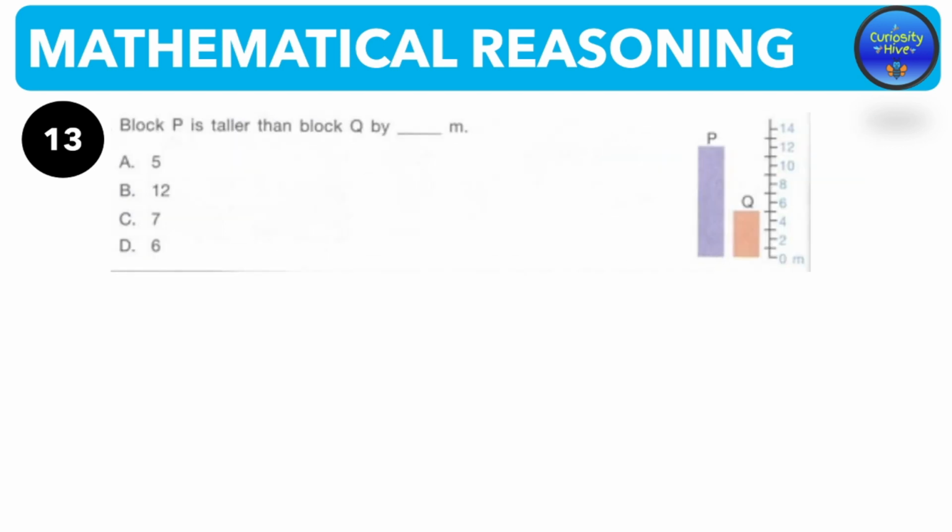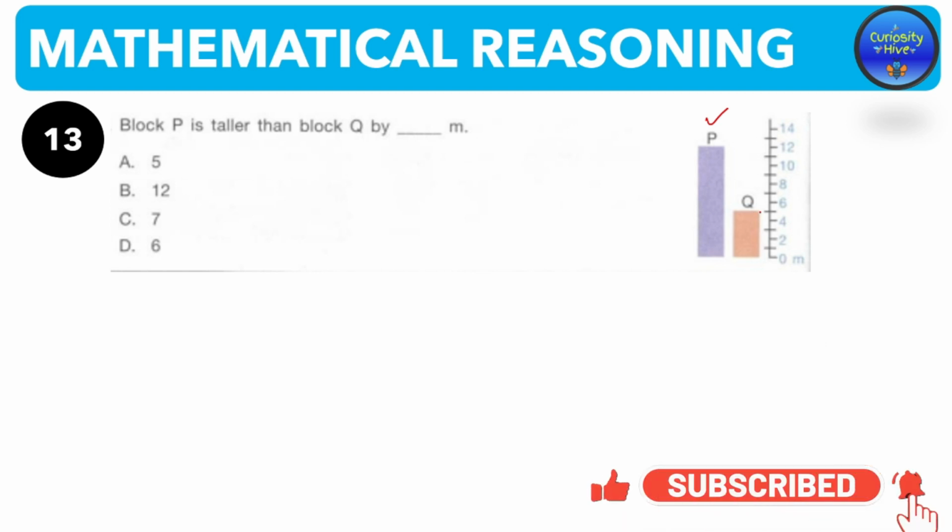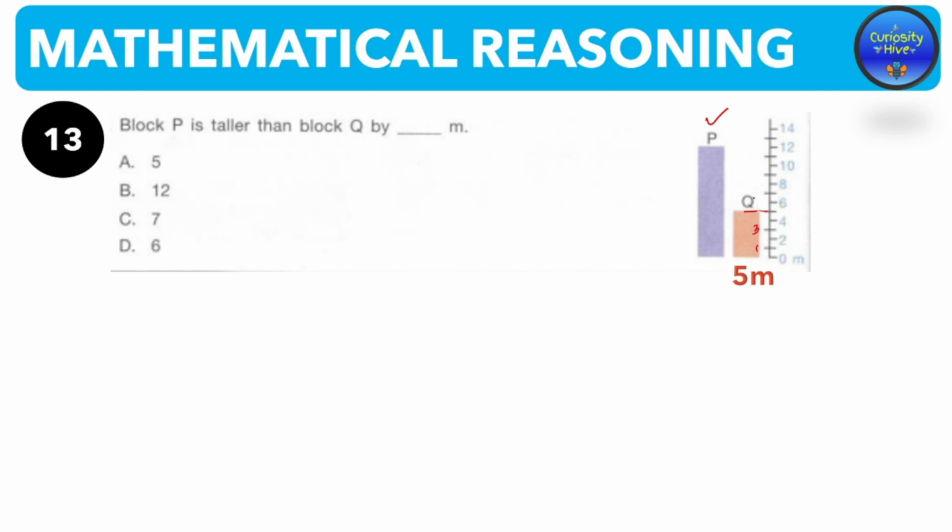Next question. Block P, this one is taller than block Q. You can see, but by how many meters? Look at the scale here and tell me the answer. Well, block Q is pointing to 5 meters and this is how you come to Q being 5. And P is equal to 12 meters. So your answer for how much taller P is than Q would be 12 minus 5, which is equal to 7 meters, which is your option C.